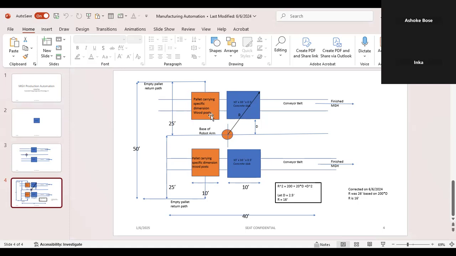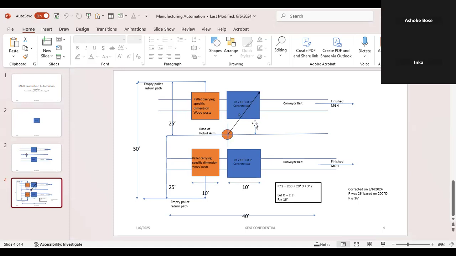So this design is very proprietary, and nobody should know about it except me at this point. But the idea is here: it will be just a pallet. Now, this is the base of the robot arm. From the geometry, this is the maximum length.